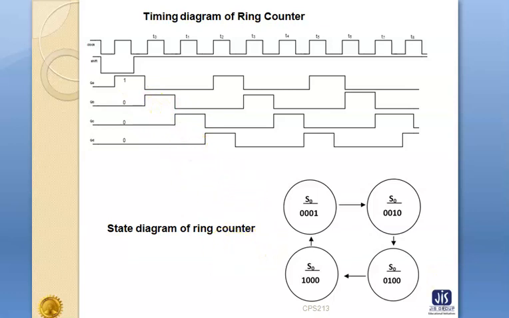Okay, and this is the state diagram of the ring counter. The state diagram denotes that the position of the preset digit, in this case the preset digit is 1, is changing its position from LS bit to MS bit for one clock signal. Okay, so this is the state diagram of the ring counter.